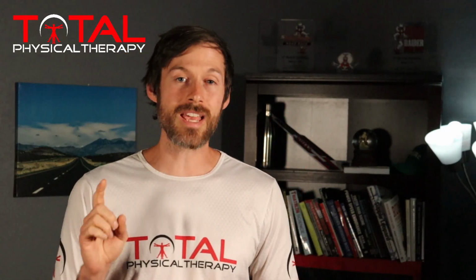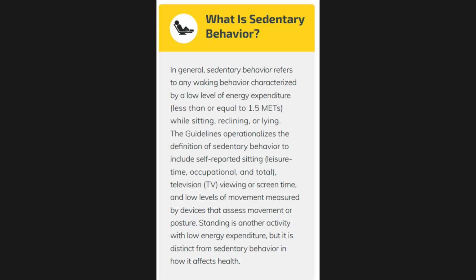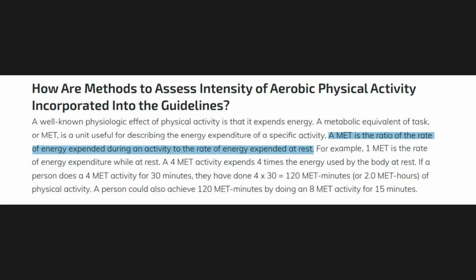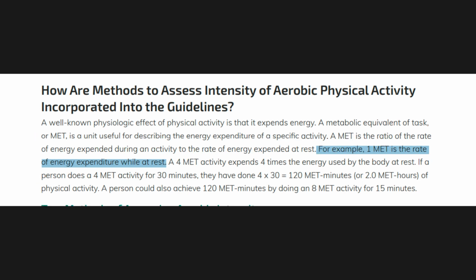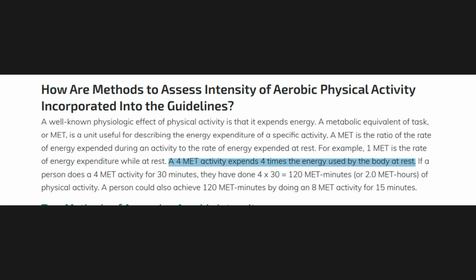The activity guidelines break down activity into four different categories. The first category is sedentary behavior. Sedentary behavior they define as anything that is less than 1.5 METs, which is basically sitting or lying around. Now, a MET is simply defined as metabolic equivalence, essentially how much energy you are using with a certain activity. And 1 MET is basically you just lying around.